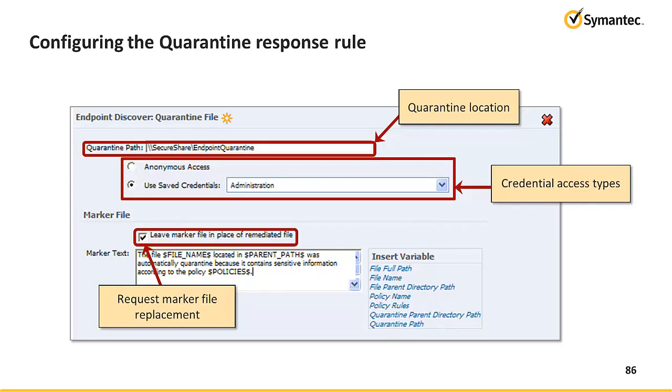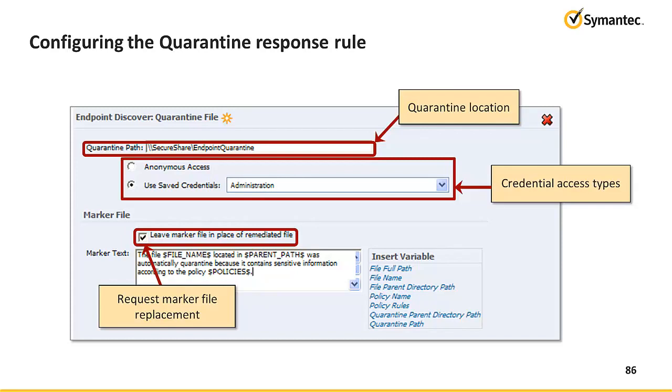If an Endpoint Discover scan finds a file containing sensitive data, the file is quarantined and removed from the non-secure location. Use the Quarantine Path option to enter the path to the secured location where you want the files to be placed. The secure location can either be on the local drive of the endpoint computer, or it can be on a remote file share. The quarantine location can either be a secured folder on the local drive, or a folder on a remote file share that is connected to the endpoint computer through the corporate network.